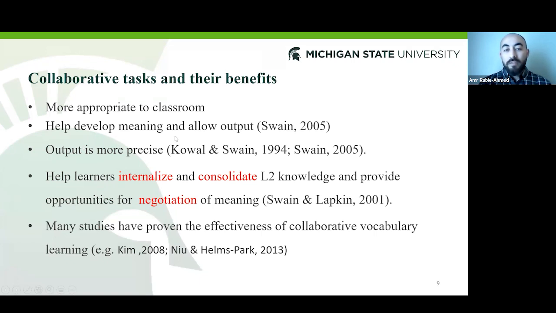It helps develop meaning, allows output, and the output is more precise, and it helps learners internalize and consolidate knowledge, and provides opportunities for negotiation of meaning. And this was proven through many studies in the literature.